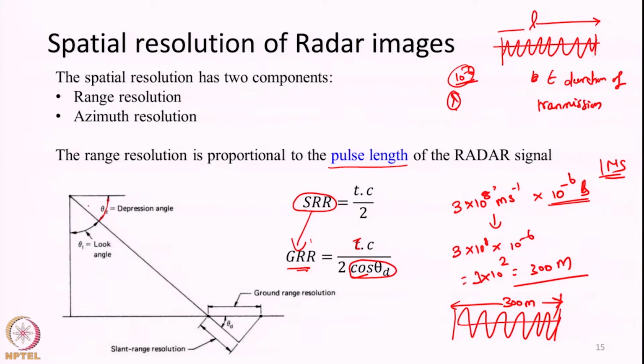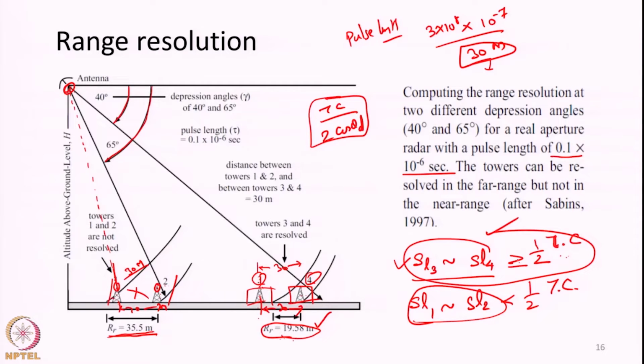So along the slant range, if the slant range distance between them is greater than half of the pulse length, two objects will be resolved independently. On the other hand, if the slant range distance is less than half of the pulse length, then those objects will not be resolved. That is, most likely those two objects will be imaged within the same pixel in the range direction. So the slant range resolution is constant.